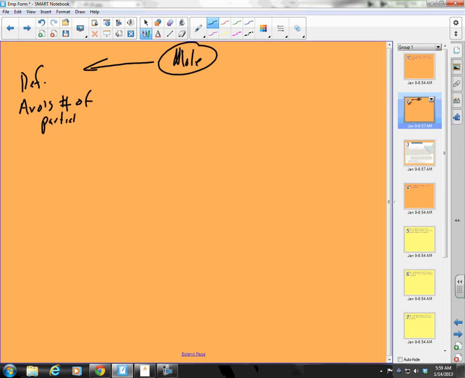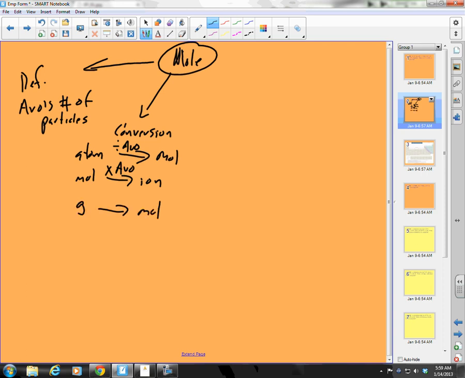Good. And then we did some basic conversions. We said we can go from particles, atoms or things like that, to moles by dividing by Avogadro's number. I can go from moles to, say, ions by multiplying by Avogadro's number. I can go from grams to moles by dividing by my molar mass, and from moles to grams by multiplying by molar mass.